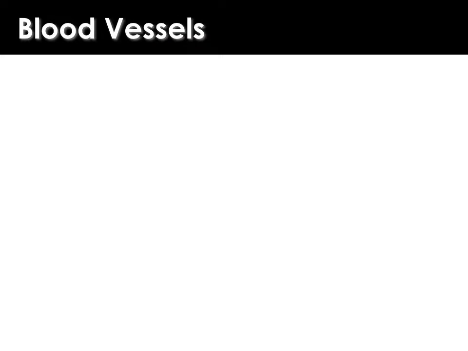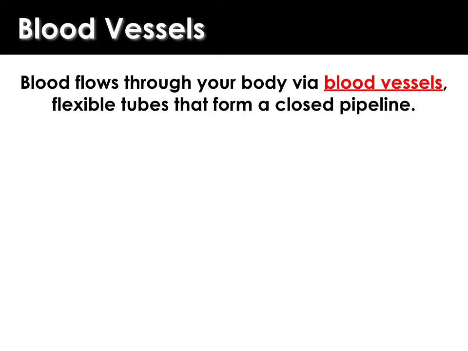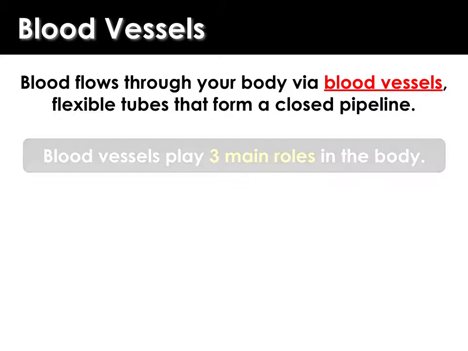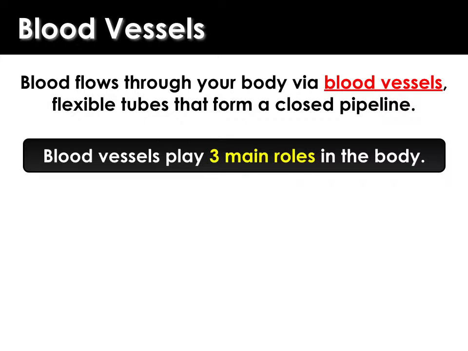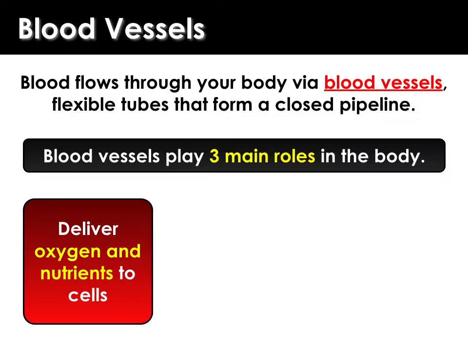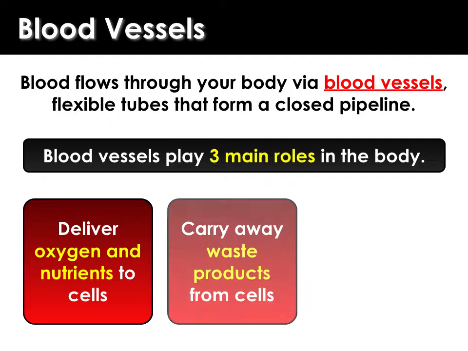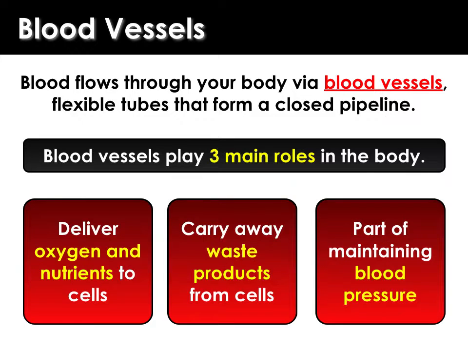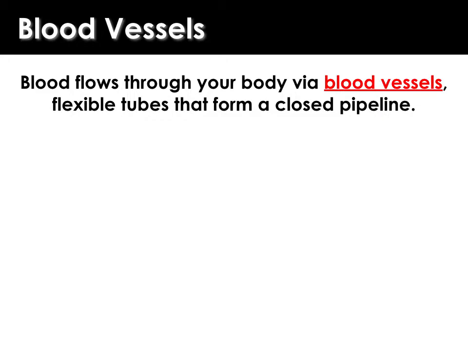Next up is blood vessels. Blood flows through your body through blood vessels, and these are little tubes that form a closed pipeline. Blood vessels have 3 main functions in the body. One is to deliver oxygen and nutrients to cells. Another is to carry away waste products from those cells. And the final one is to help to maintain blood pressure.